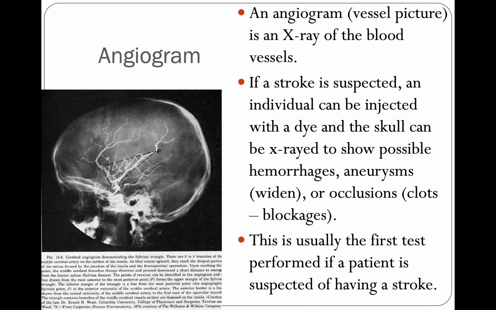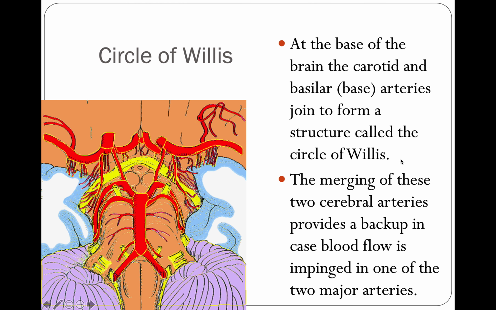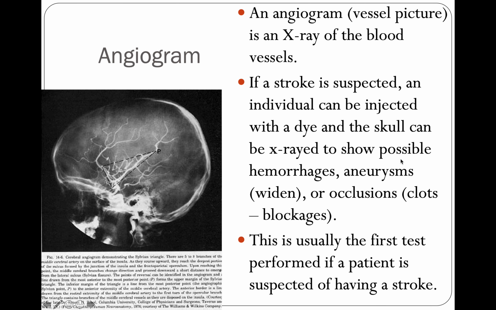An angiogram, that's what we saw before. That is an angiogram. It is an x-ray of the blood vessels. If a stroke is suspected, an individual can be injected with a dye, and the skull can be x-rayed to show possible hemorrhages, aneurysms, or occlusions. Occlusions are clots or blockages, and aneurysms are widening areas in the brain.